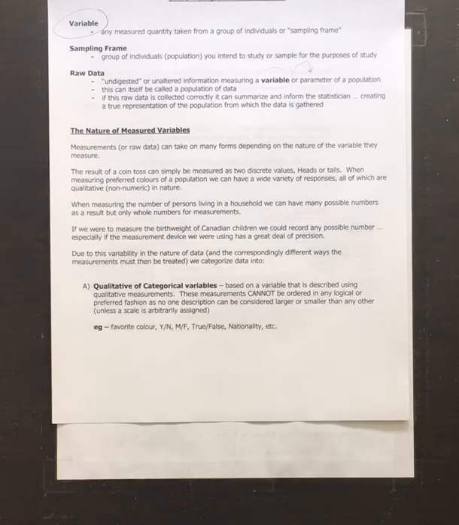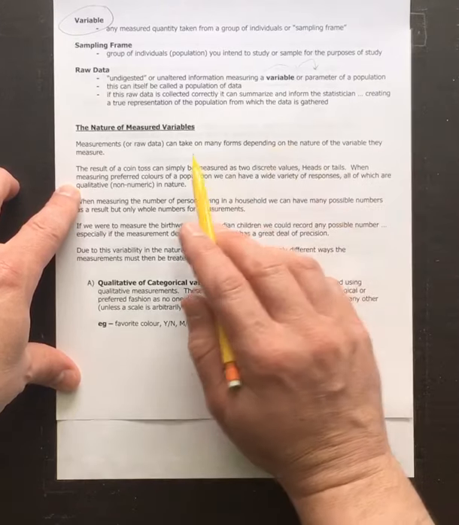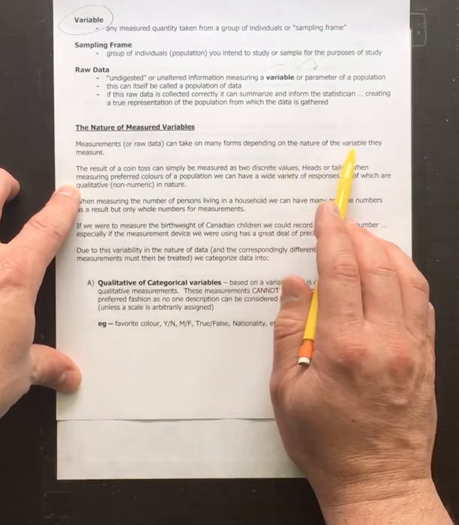A qualitative physical property would be a state at room temperature, like solid, liquid, gas, or a color, or a texture, or things like that. And then you had quantitative physical properties like density, or mass, or length, or width, for the particular object or chemical you were measuring. It was in the chemistry unit that you learned about it. So measurements can take on many forms depending on the nature of the variable that they measure.